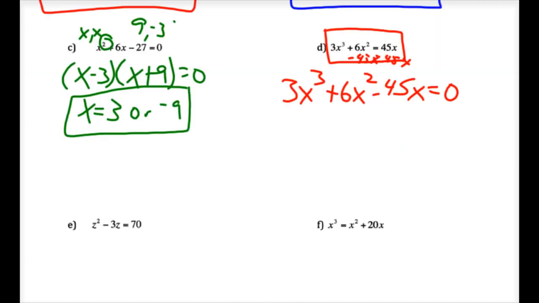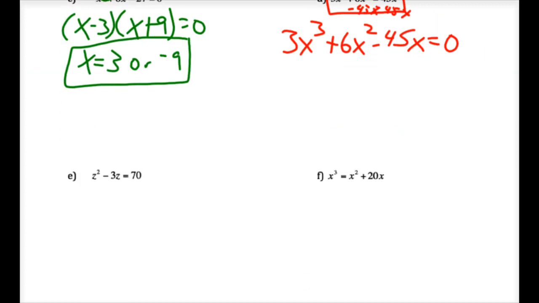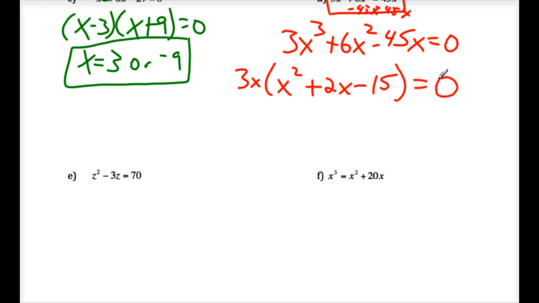What is the GCF? 3x, very good. A 3 comes out as well. It'll make your number smaller. Divide each piece by 3x, the GCF. x squared plus 2x minus 15 equals 0.